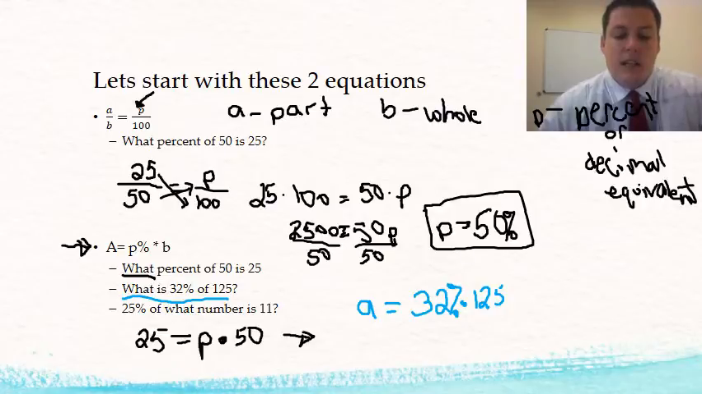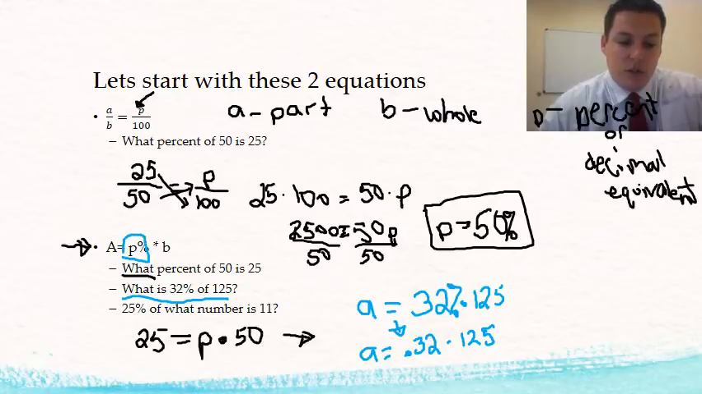Now remember, anytime we have a percent, we always want to write it as a decimal. So really, we want to write this equation as A equals 0.32 times 125. I didn't write this in this equation over here because I just wrote the percent. But remember, this is really P over 100. P percent is P over 100. So if we're given a percentage, we divide it by 100.